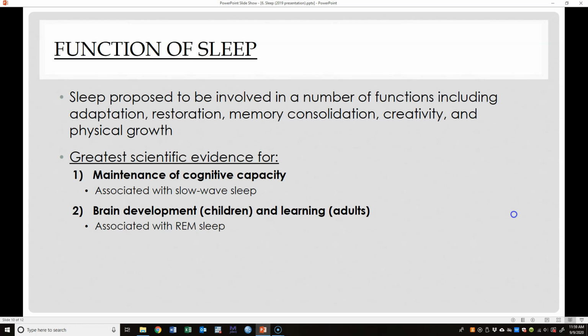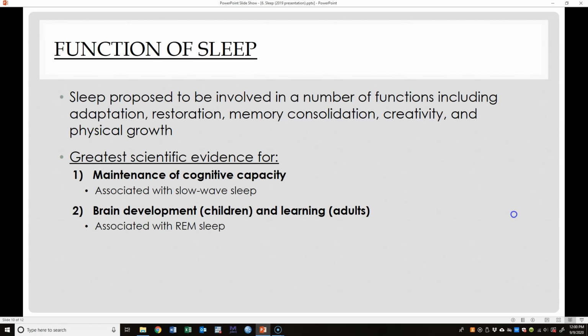Tricky thing is we don't know exactly 100% what sleep does. We have ideas, right? We have a lot of theories. And we know that if we disrupt sleep, it causes problems, right? So based on our research, the things that we think sleep is involved in are general adaptation, feeling restored when we wake in the morning, some memory consolidation, creativity, and it looks like some impact on physical growth for certain types of things.